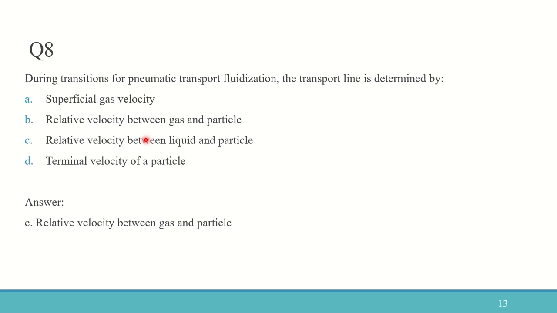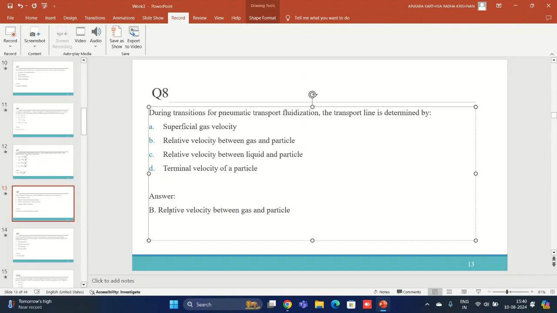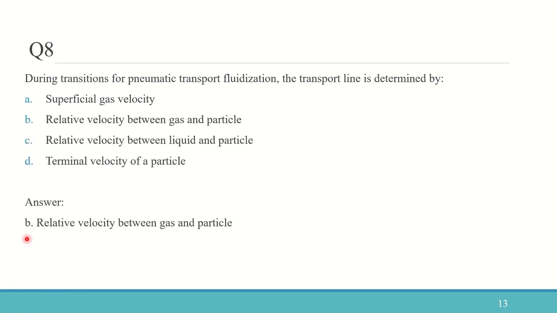Option B, that is the relative velocity between gas and the particle, is the right answer. So now we'll go to question 9.